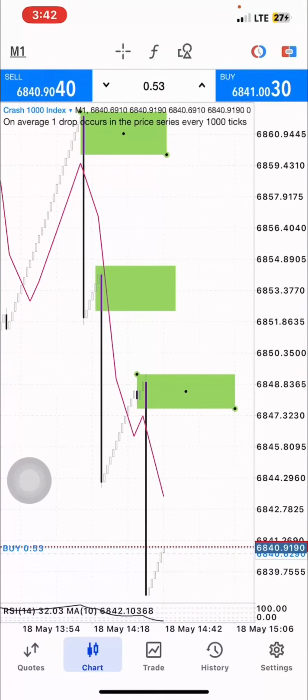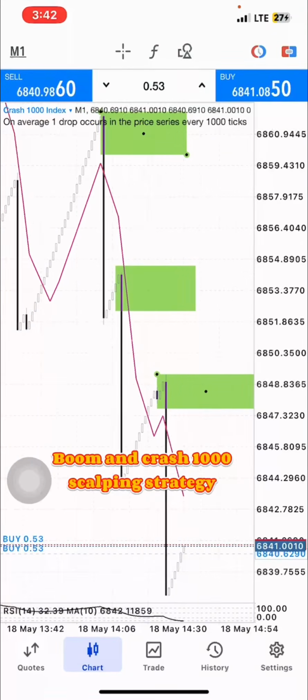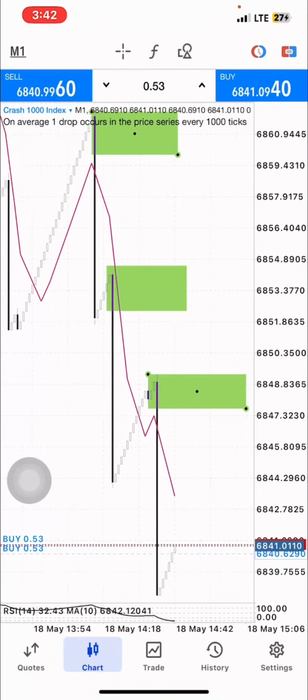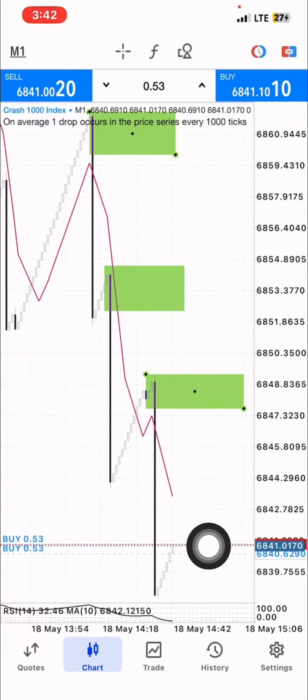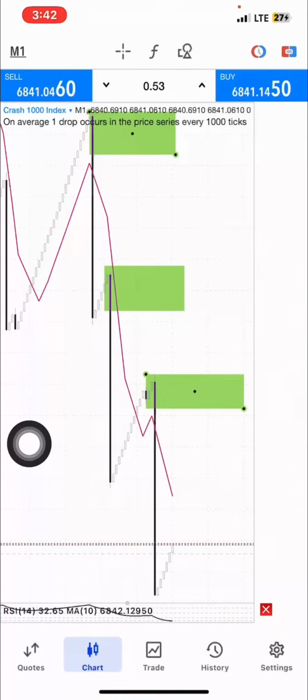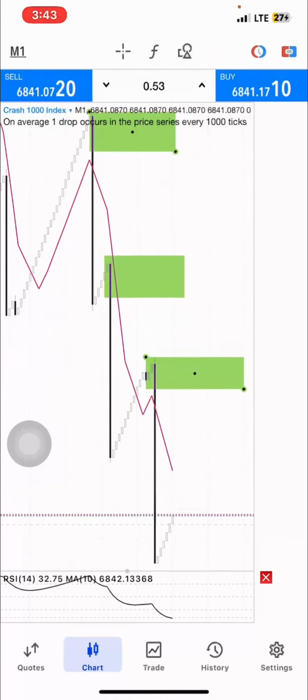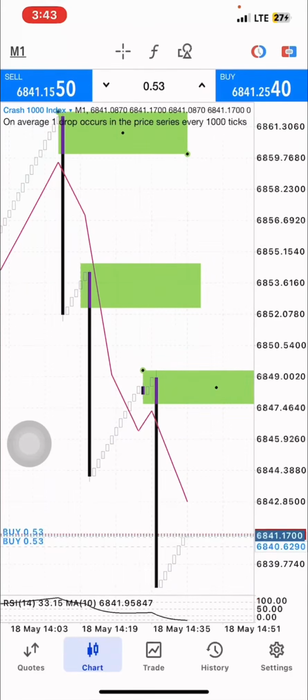In today's video, I'm going to be sharing with you a very powerful scalping strategy that you can use to scalp Crash 1000 and Boom 1000. So I just added another buy position here because we have met the trading criteria. In this strategy we are going to be aiming 5 to 10 candles.